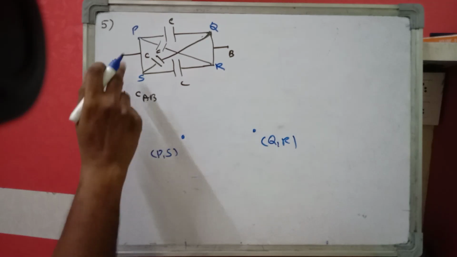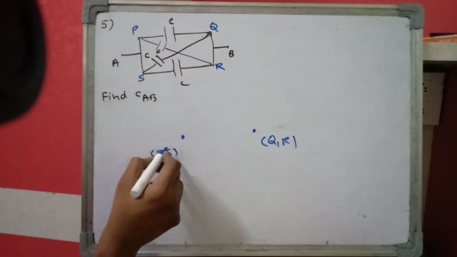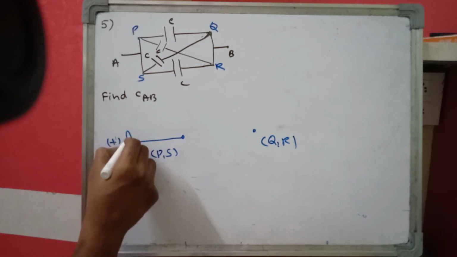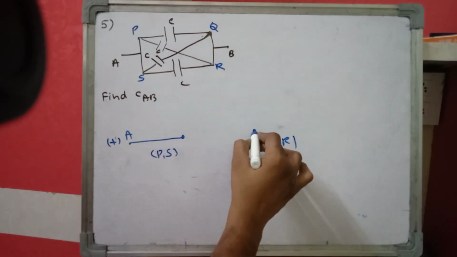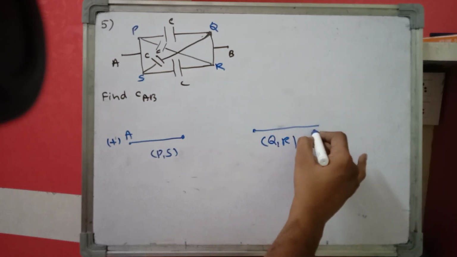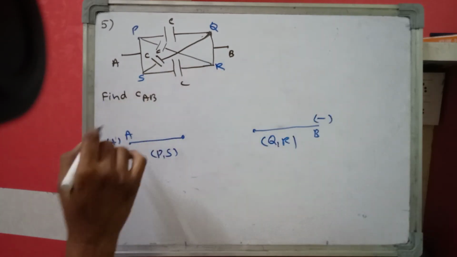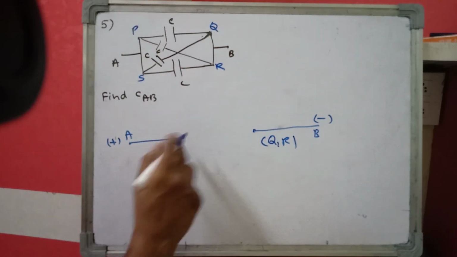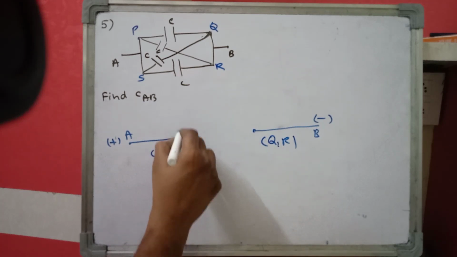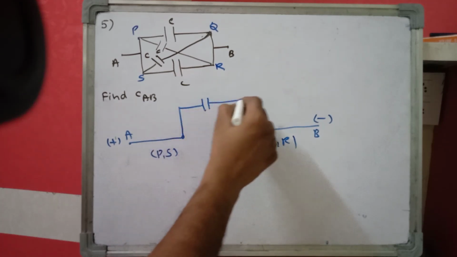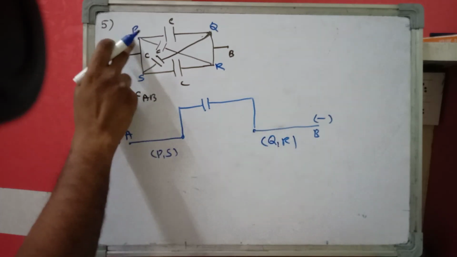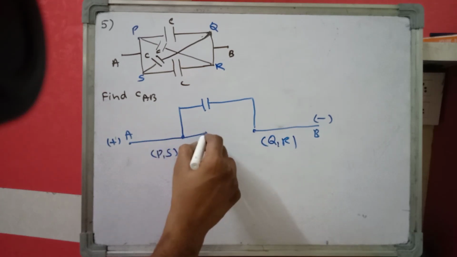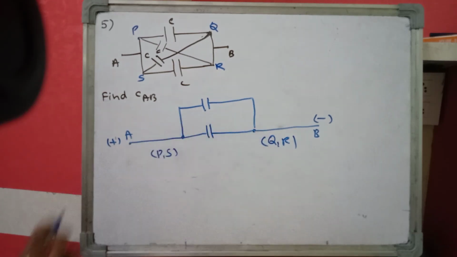See, these two, P and S, are connected to the positive terminal of the battery. Q and R are connected to the negative terminal of the battery, say B. Now between P and Q, we have one capacitor. Between P and R, one more capacitor is connected like this.